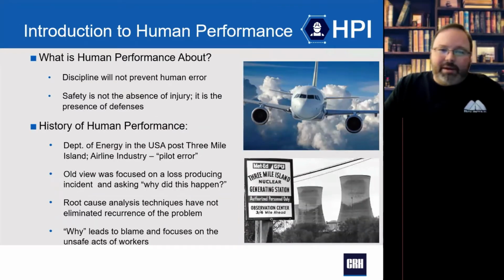So what's it all about? No amount of discipline is going to prevent human error. And safety is not about the absence of injury, it's the presence of defenses. So just because you have a zero recordable rate, which means we had no incidents, that doesn't mean that we're doing everything as safe as we can. We just want to make sure that we have the defenses in place so that when somebody does make a mistake or has an incident, it's not catastrophic.